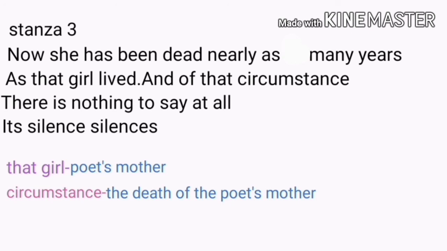Now, in the whole stanza, the poet says that her mother died 12 years ago, the same age her mother was in the photograph. And whenever the poet thinks of her mother's death, she is unable to say anything. She cannot explain what effect it has on her, and she becomes silent. Death has silenced her mother as well as the poet also.